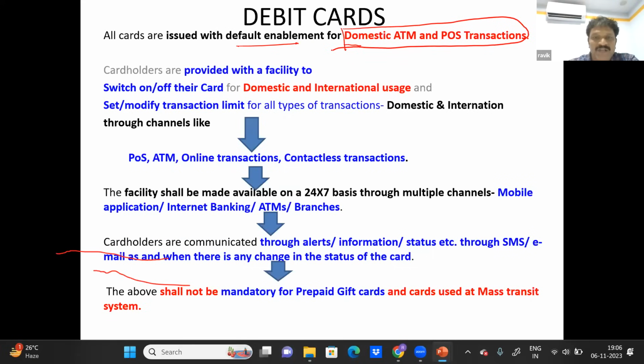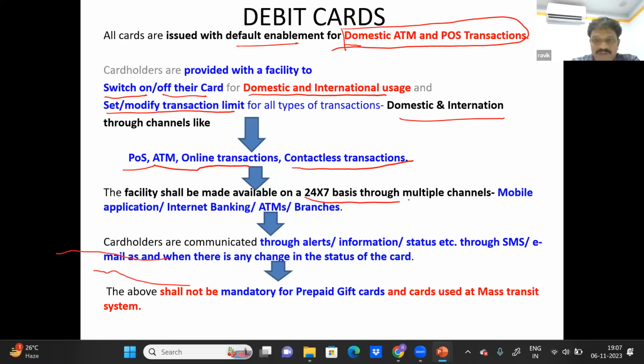Then, card holders are provided with a facility. Everybody knows that we can switch on, we can switch off our card, even for domestic also, international usage also. And we can set and modify transaction limit also, whether it is a domestic or international card. And what are the channels we have to do that? Everybody does it from the app. But please understand, we can do that for POS, ATM, online transactions, contactless transactions. And this facility shall be available on a 24/7 basis through multiple channels, like mobile application, through internet banking we can switch off or switch on, and through ATM and through branches.